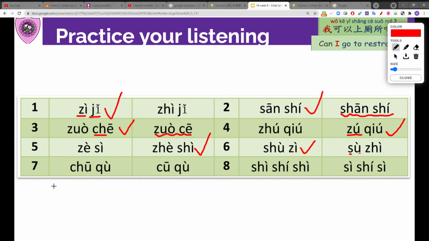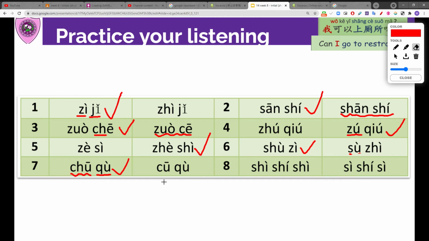Number 7, which one am I talking about? Listen carefully. 出去. The answer is the left one. Do you see that I roll up my tongue to say this pinyin here, chu? And the second one is qu, yu. Do you remember the yu sound? The dots are gone, right? If I was saying the other way, it will be different.